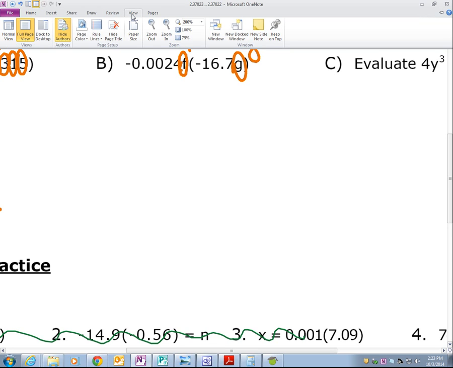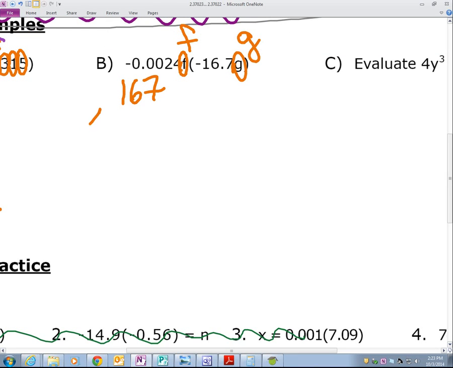So the next thing we're going to do is, as the instructions say, which you boxed in above, multiply those numbers together and ignore the decimals. So I have 167 times 24.